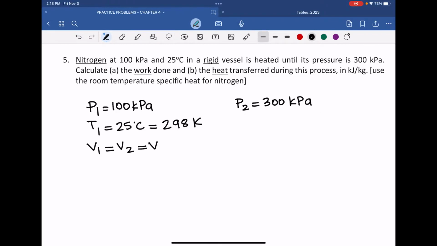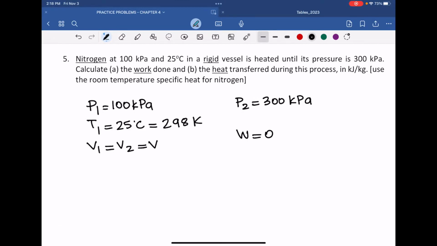Now calculate the work and heat. Well, they're not giving us any information about work. And in a rigid tank, the boundary doesn't move. Without knowing what type of work they are talking about, and knowing the boundary work is not there, I would say directly work is 0, because there is no boundary work here. It's a rigid tank.